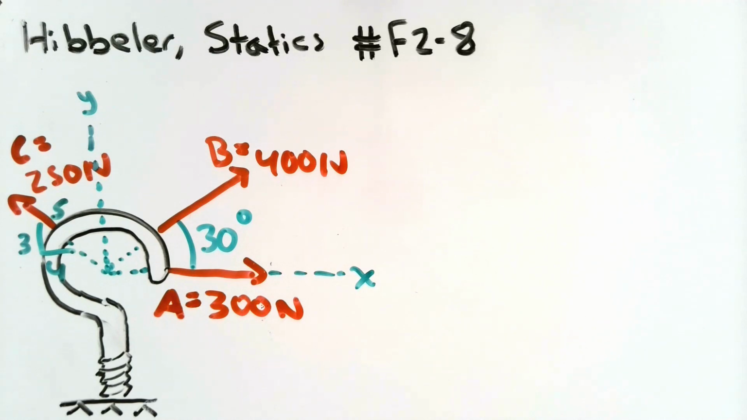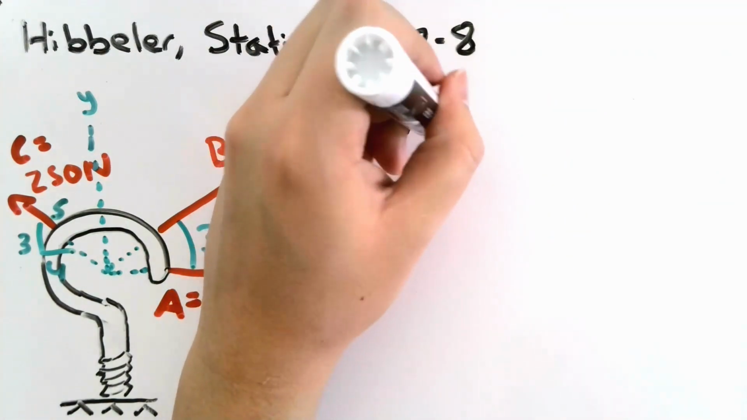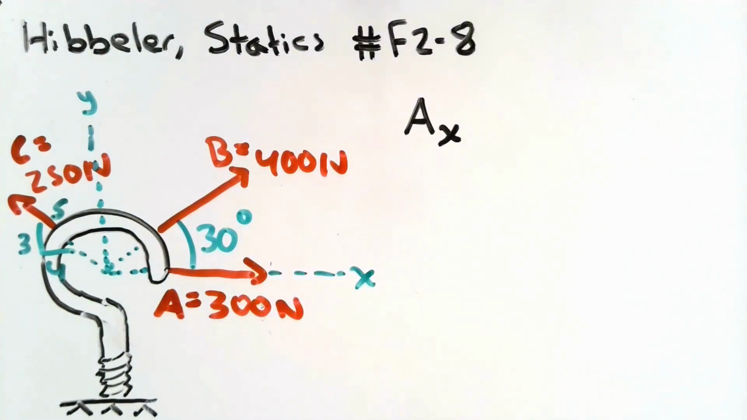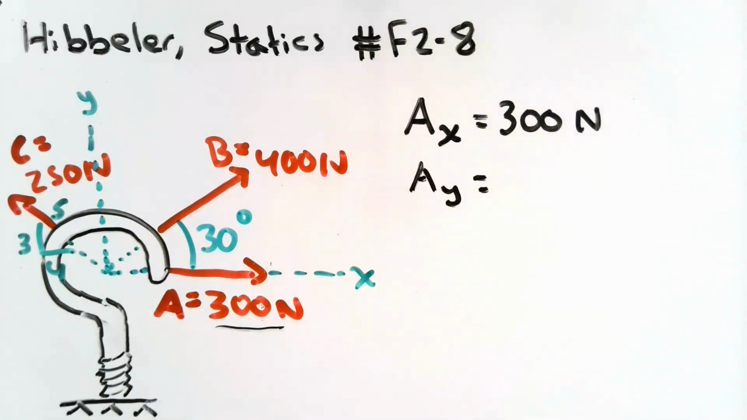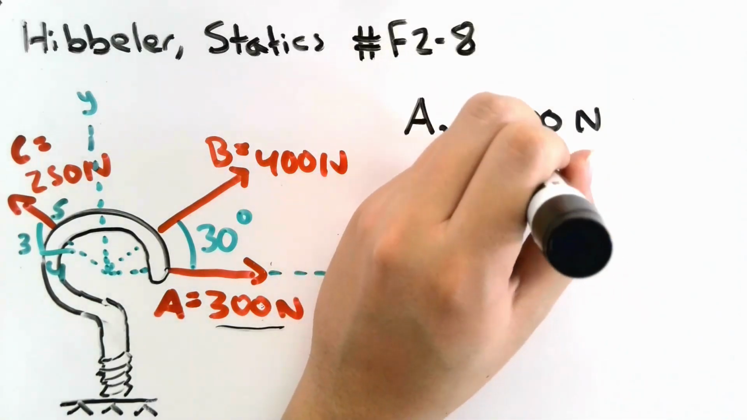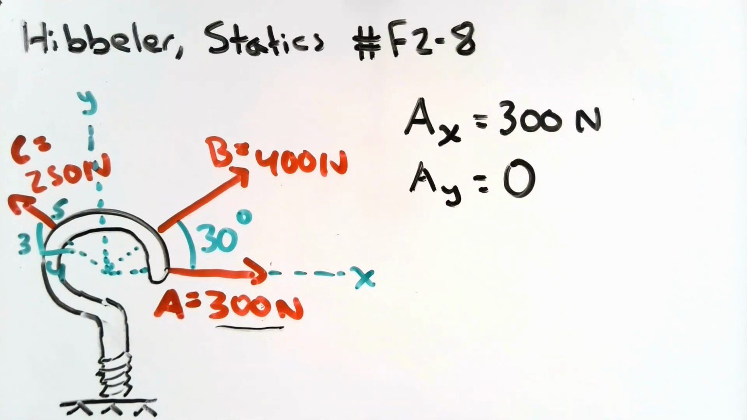So let's start with the easier vectors. Let's start with vector A. Vector A is a 300 Newton force vector that acts along the x-axis. Because A is acting along the x-axis, then the entire magnitude of this vector will be its x component. Now, because there is no portion of A that's acting along the y-axis, then the magnitude of the y component of vector A should be 0. So we finish with A. Now let's look at B.